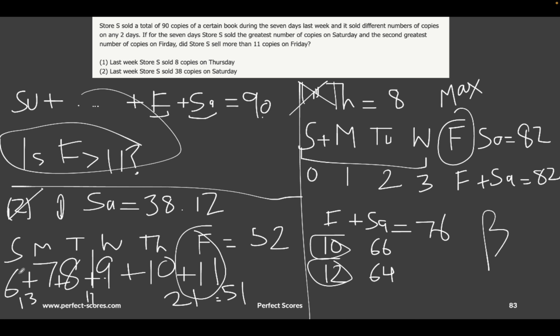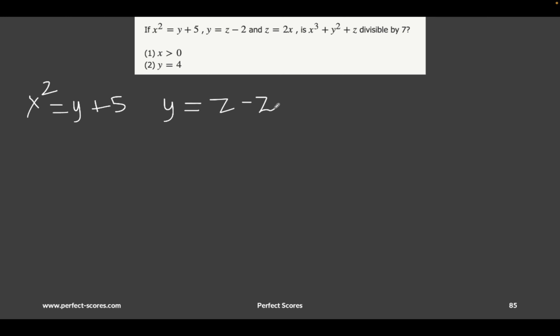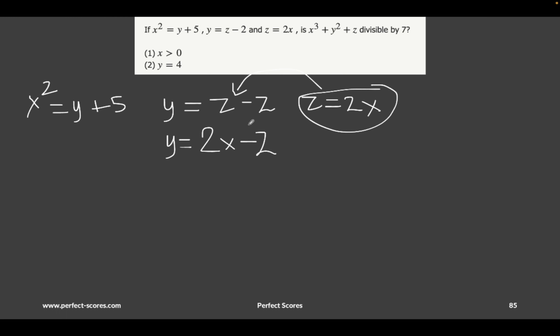Okay, so let's go ahead and solve this question. Looks a bit intimidating. Let's see here. So this question says that x squared is equal to y plus 5. Then you've got y is equal to z minus 2, and z is equal to 2x. We've got these three equations in three variables, and I'm just going to use the simplest one and substitute in this one here. So then this one becomes y is equal to 2x minus 2. Instead of z, I'm just putting 2x.